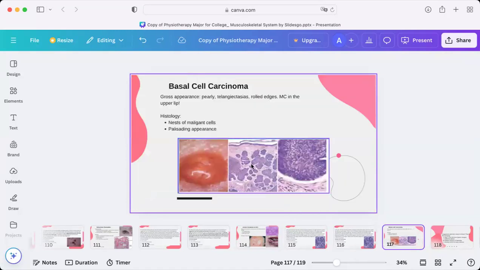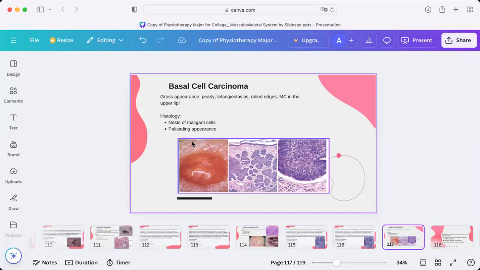So here's the histology finding of BCC. As you can see, it appears as nests. These are the nests over here. When you zoom in on each of the nests, you can see that they're palisading. Palisading, it looks like they're all organized in a line. Is it clear, Simon? So you can see this is the palisade. It's all organized in a line, and this is the nest.